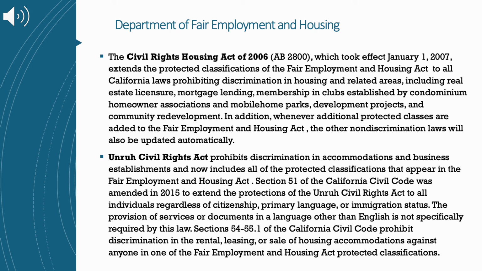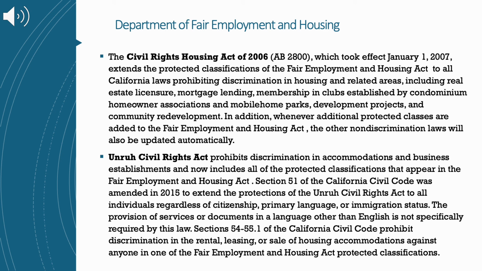The Civil Rights Housing Act of 2006, AB 2800, which took effect January 1, 2007, extends the protected classifications of the Fair Employment and Housing Act to all California laws prohibiting discrimination in housing and related areas, including real estate licensure and mortgage lending, membership in clubs established by condominium homeowner associations and mobile home parks, development projects, and community redevelopment. In addition, whenever additional protected classes are added to the Fair Employment and Housing Act, the other non-discrimination laws will also be updated automatically.